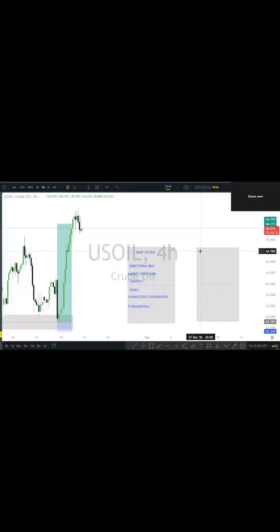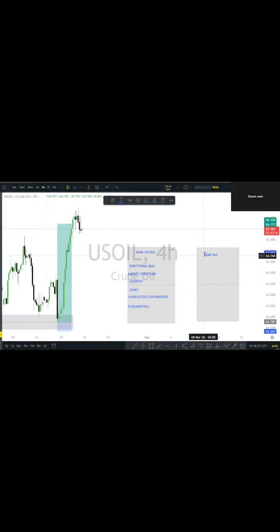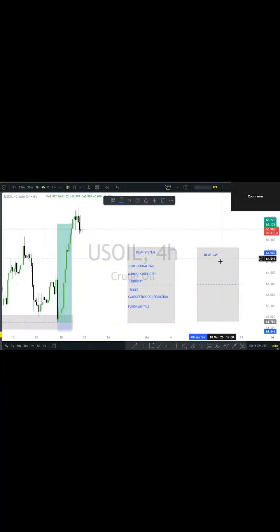So the second part is the risk allocation system. DEMF, risk allocation system. As I said earlier, this DEMF is the Dr. Eugene Market Flow System, the Market Flow Risk Allocation System. So here is my risk management edge. In this part, we'll be talking about how to enter and exit trades.